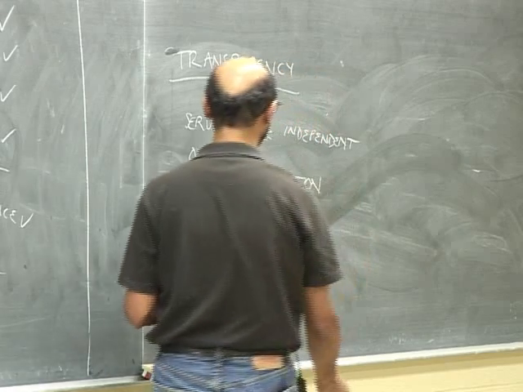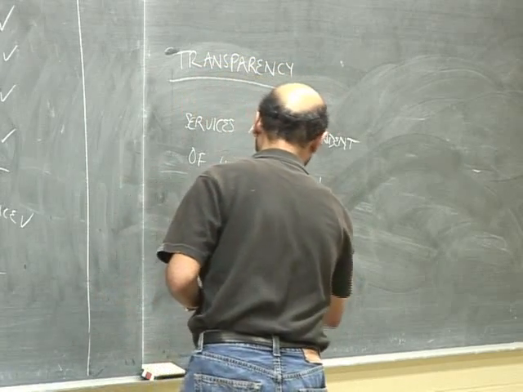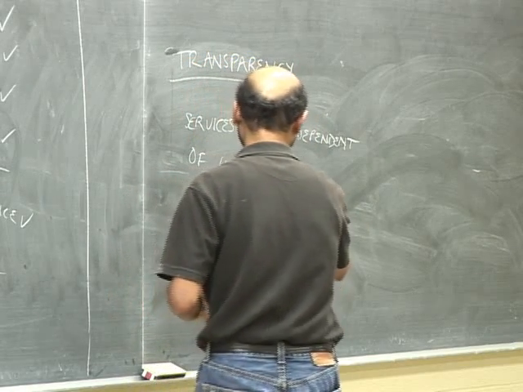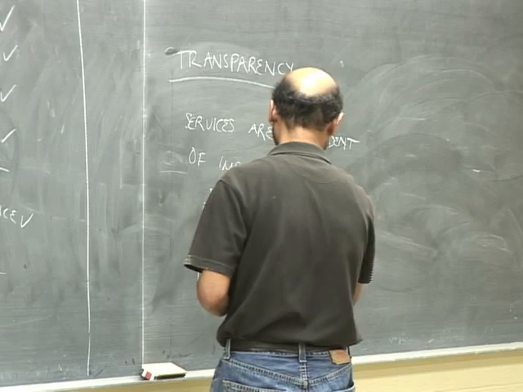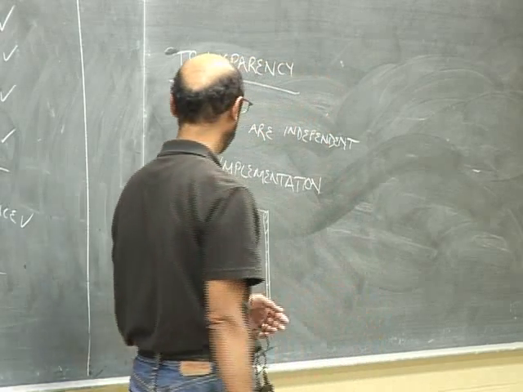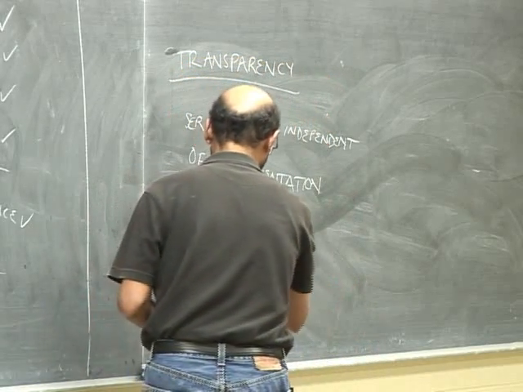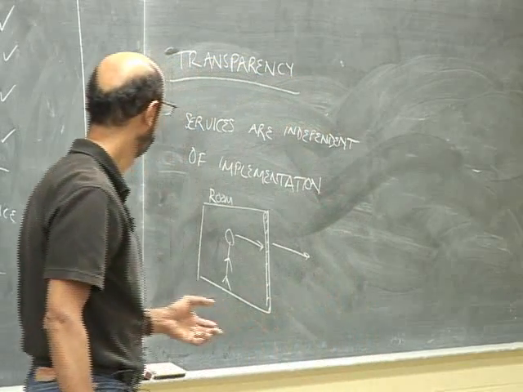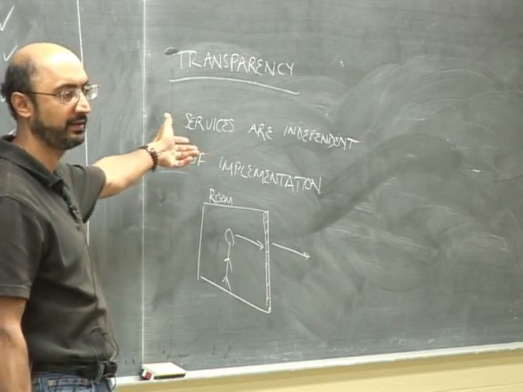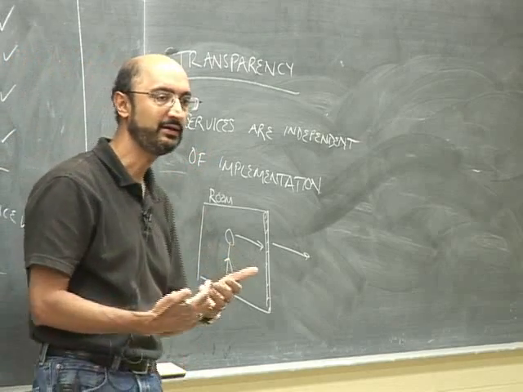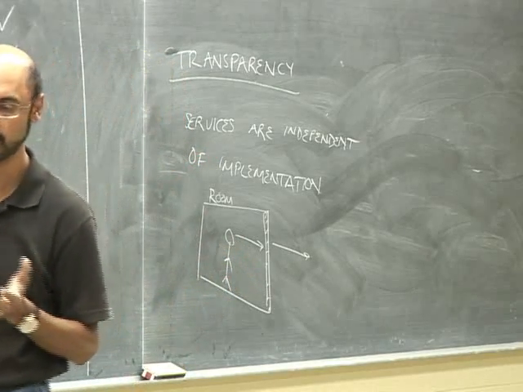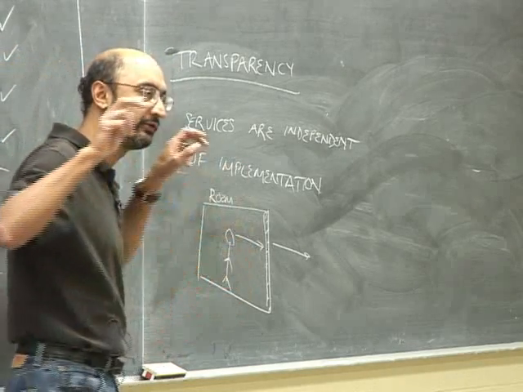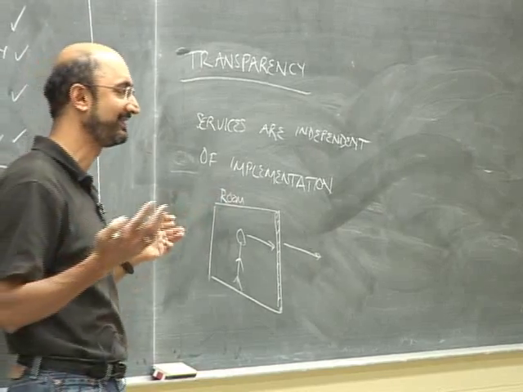And to give you an example of this, let's say I have a room over here. Okay, there's a physical room. And I have one wall like so. And I have a person over here who's looking out of the window onto the scene outside. If that's a perfectly transparent glass window, the looking through service is independent of the implementation.